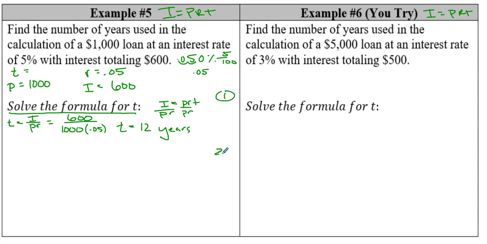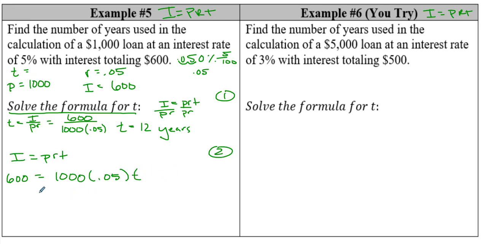Okay. The second way I want to show you is we can use the original formula, I equals PRT, and we can substitute in what we have. What do we have? We have the I, which is 600. We also have our equal sign. We have the P, which is 1,000. We're multiplying to the rate of 0.05. And then we are also multiplying it by t.